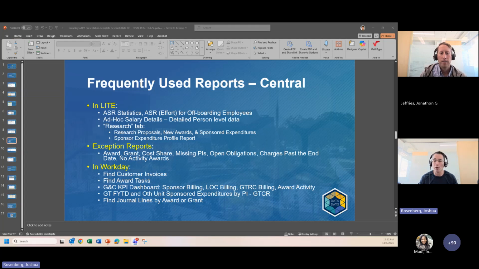The sponsored expenditure profile report gives me year over year comparisons by federal sponsors, state, local, foreign, industry. So I get that level of detail, and I can look at it over a period of, I want to say, 5 years at this point. That's really helpful as well to give us a feel for what's our exposure to federal awards versus state, local, industry, and things of that nature.